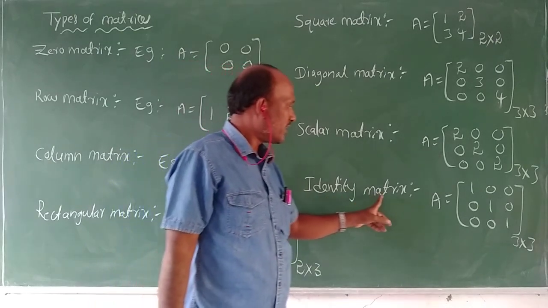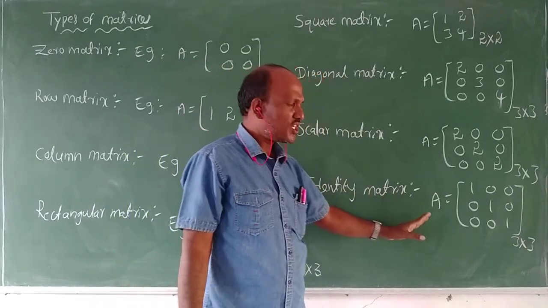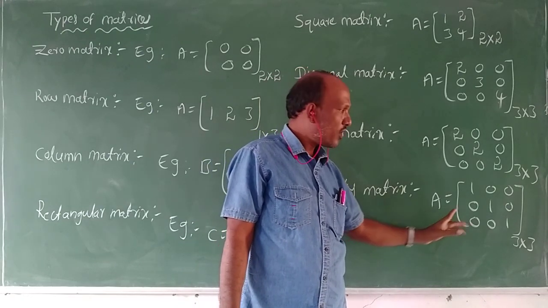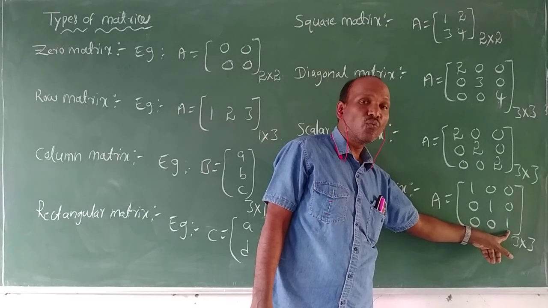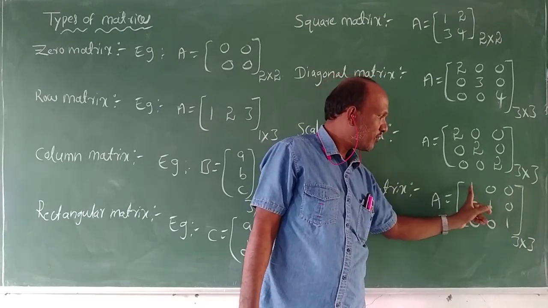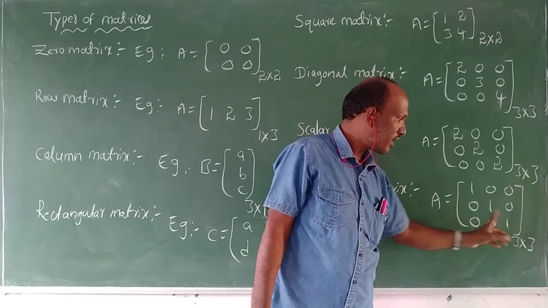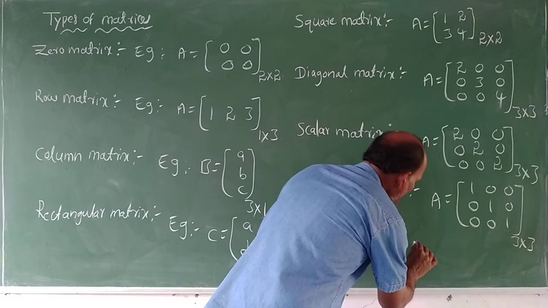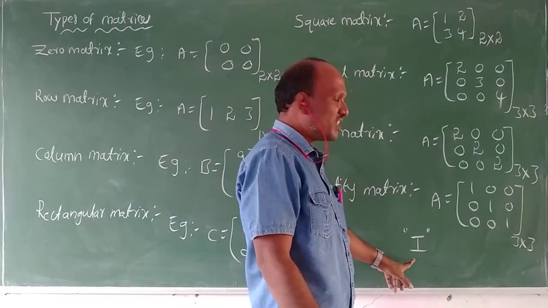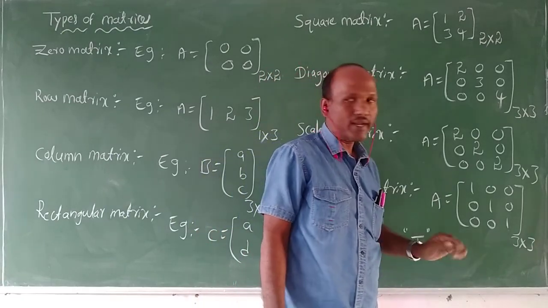Next, identity matrix. It is a diagonal matrix where the diagonal elements are equal to 1, or unity. 1 0 0, 0 1 0, 0 0 1. It is denoted by capital I. I means identity matrix.